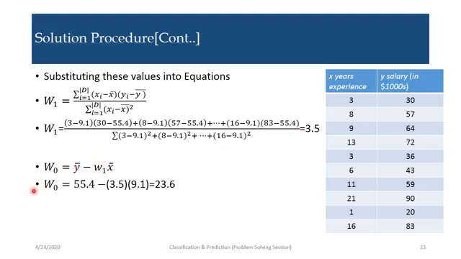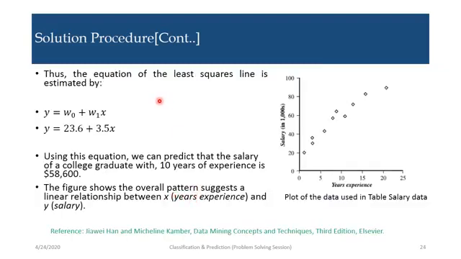Now, we have the formula W0 is equal to y mean minus W1 into x mean. The y mean we have calculated is 55.4, minus W1, which we have calculated as 3.5, into the mean of x, which is 9.1. So, we get W0 equal to 23.6. Thus, the equation of the least square line is estimated by y equal to W0 plus W1 into x. So, W0 is 23.6 plus W1 equal to 3.5 into x. So, this is the line equation.